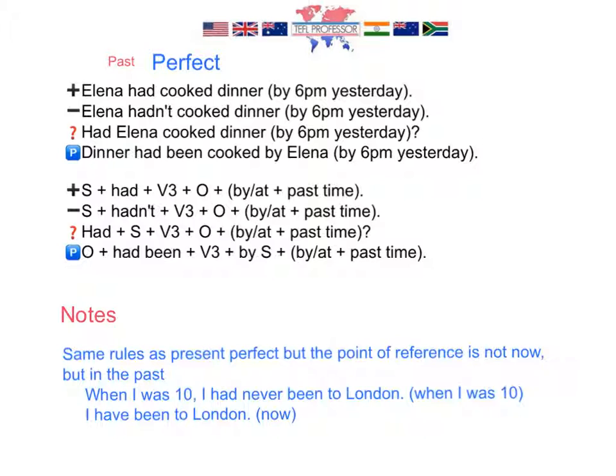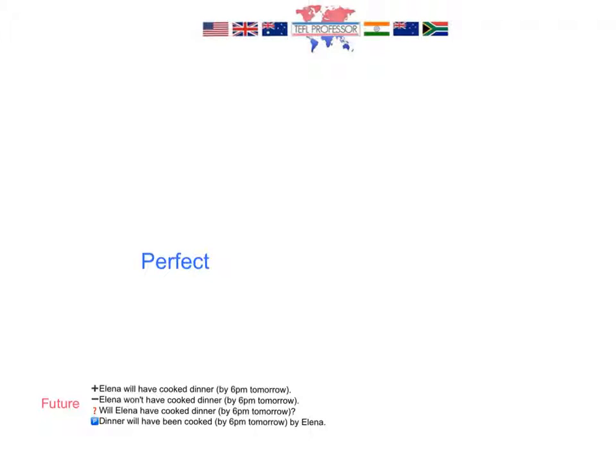Elena hadn't cooked dinner by 6 p.m. yesterday. Had Elena cooked dinner by 6 p.m. yesterday? Dinner had been cooked by Elena by 6 p.m. yesterday. And again, as always, we can take out by Elena if you so choose. The last one that we have here is future perfect.